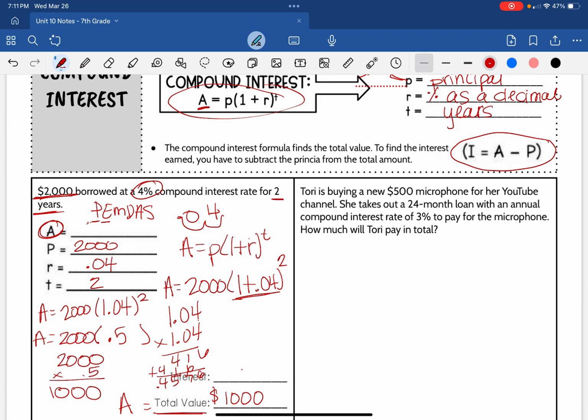Well, I don't know how that's total value. Oh, yeah, that's right. This is going to be my interest, because to find your interest, it is your total value minus your principal. I think something's wrong here. Oh, I missed a whole step. I wish I was there. Liam would have caught it.